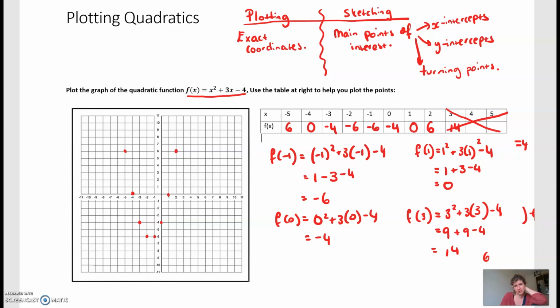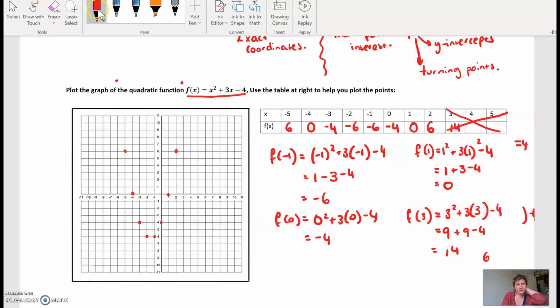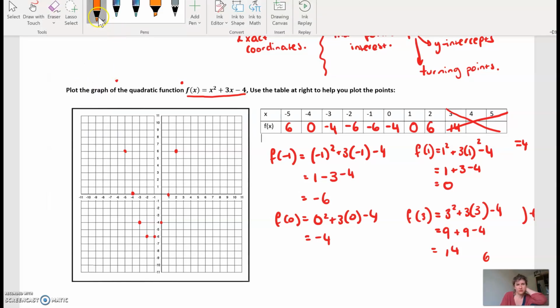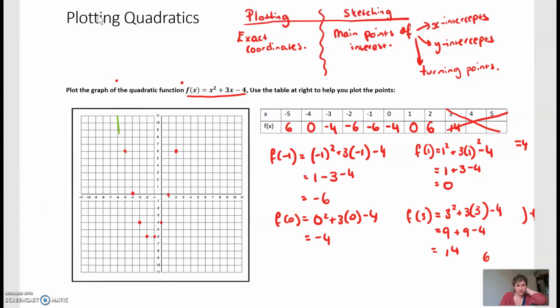Our next point, which we worked out, was 3, 14, so that would be somewhere up here. And likewise, negative 6 would also have given us a value of 14, somewhere up there. The next thing is we need to join this up so we can see the shape of our function. So I'm just going to use another colour. Orange is going to look too much the same, so we'll use green. We're going to join these up.